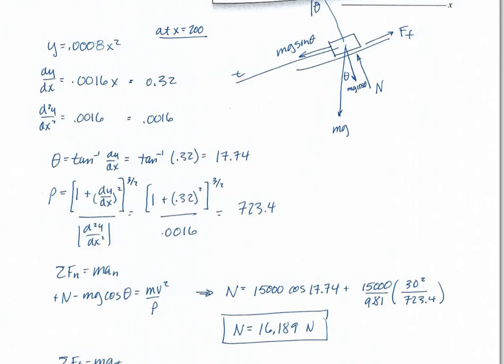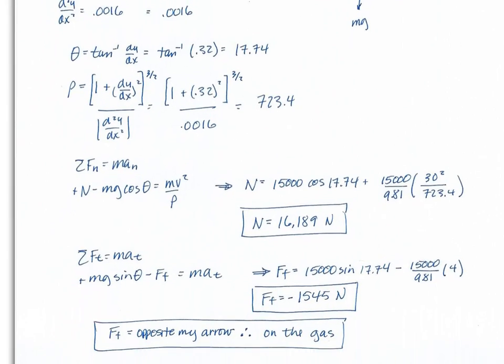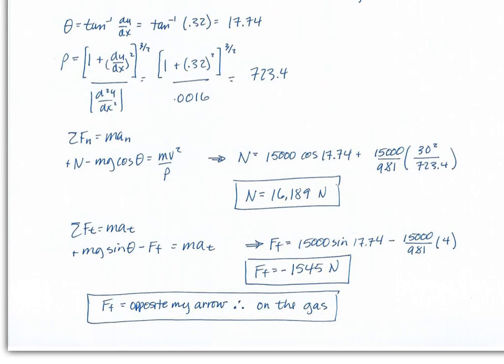If that's the case, then something is driving the car downhill. If the force of friction is making it accelerate downhill, that means he has to be on the accelerator. He has to have his foot on the gas. So a lot of people got that mixed up. If the force of friction is pushing you downhill, then something's making it go faster downhill, and that would be your foot on the accelerator. All right, so that's the conclusion that I got, that your foot is on the gas.